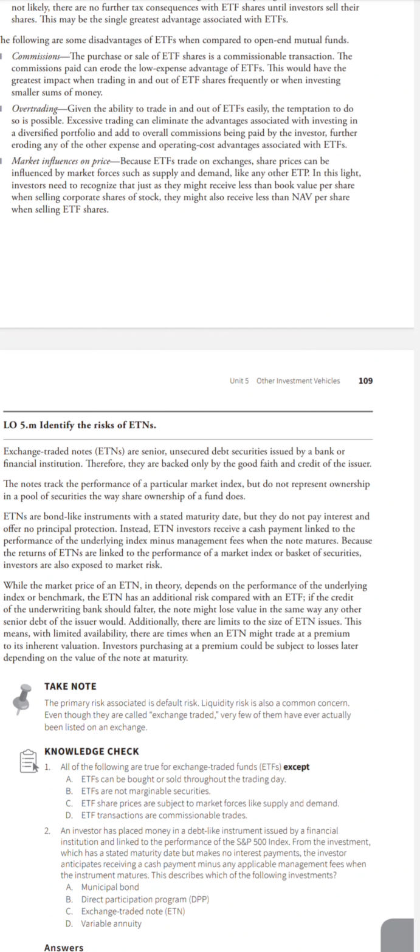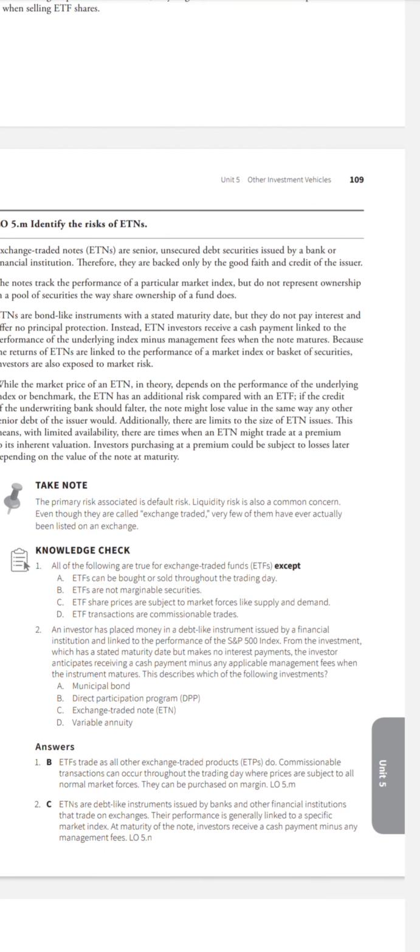So, knowledge check. They have two questions here. Question 1. All of the following are true for ETFs except: A. ETFs can be bought or sold throughout the trading day. B. ETFs are not marginable securities. C. ETF share prices are subject to market forces like supply and demand. Or D. ETF transactions are commissionable trades.